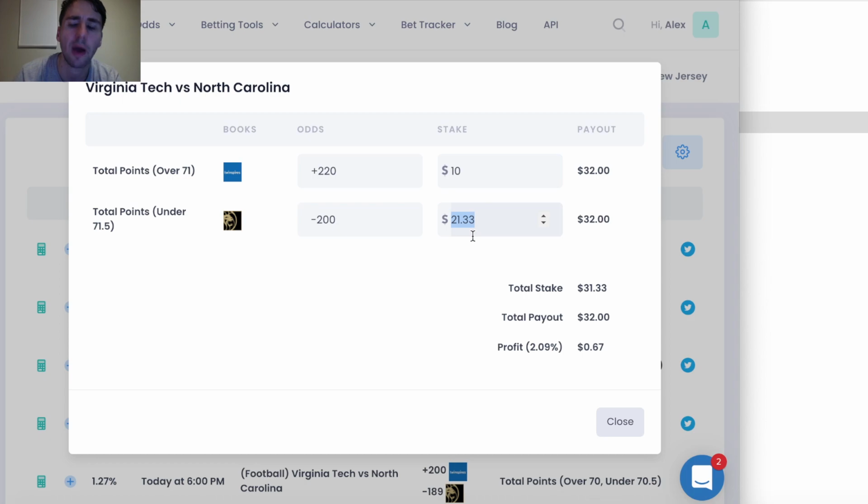Now, how does this work out? How do we make risk-free money? And how do we get the possibility of a middle? So one of these bets has to win, right? Over 71 points or under 71.5 points, one of these bets has to win. If there are 72 points in the game or more, then over 71 points is going to win. If there are 71 points in the game or less, then the BetMGM side is going to win. But what's really interesting about sports betting middles is if there's exactly 71 points in the game, then this bet on Twinspires would be a push, so you'd get your money back, but your bet on BetMGM would win.